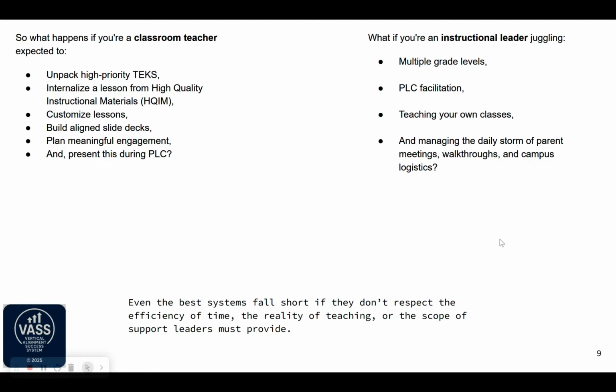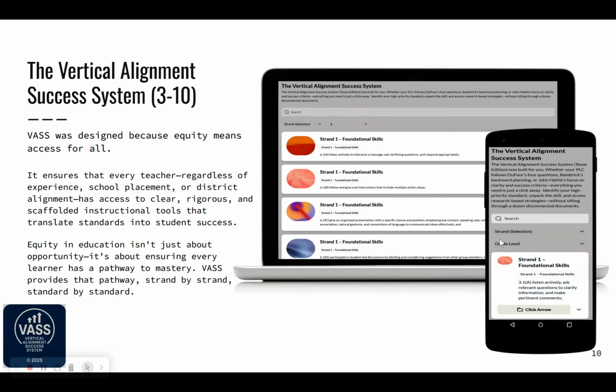Your instructional coaches, your demo teachers are no longer there because of funding. You need a resource that gives you a one-stop shop. And that is where the Vertical Alignment Success System comes into play.